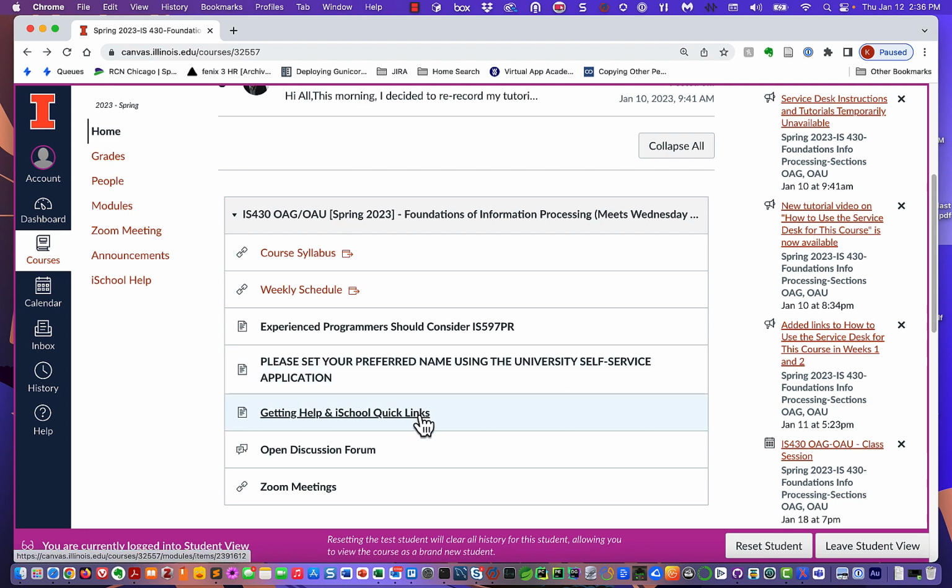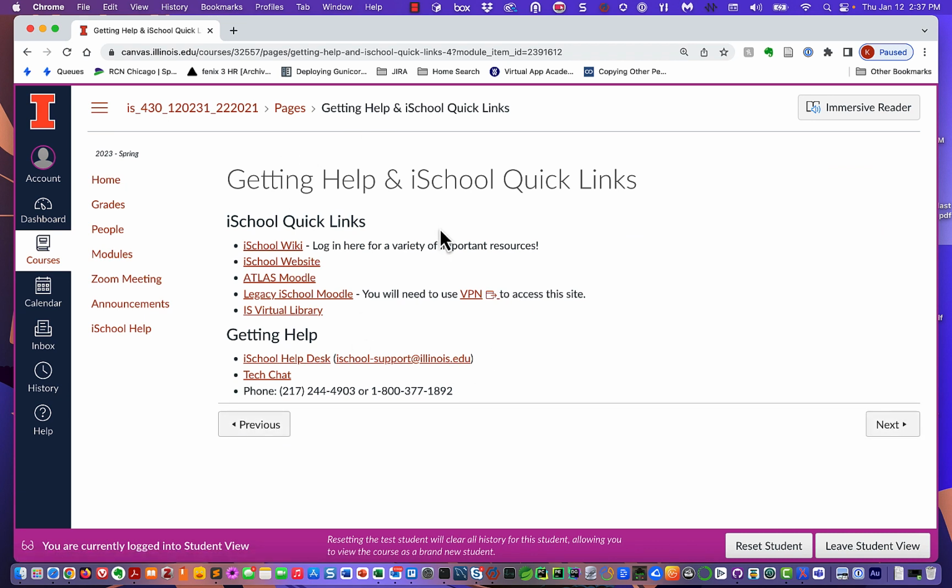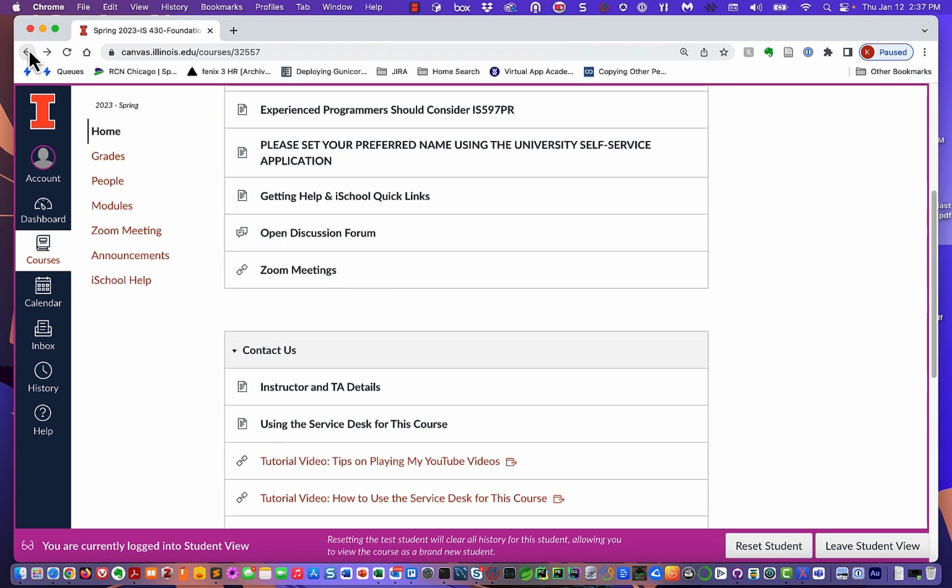There's a link here. This is part of the original template from the iSchool Getting Help in iSchool Quick Links. I think this was information that was at the top of the page that they suggested I make my first page. I put it at level 2. Those are all helpful links.